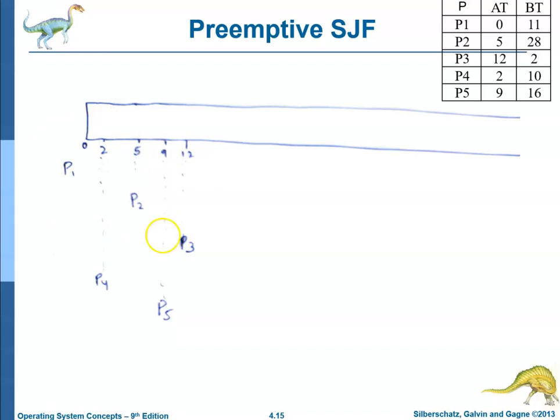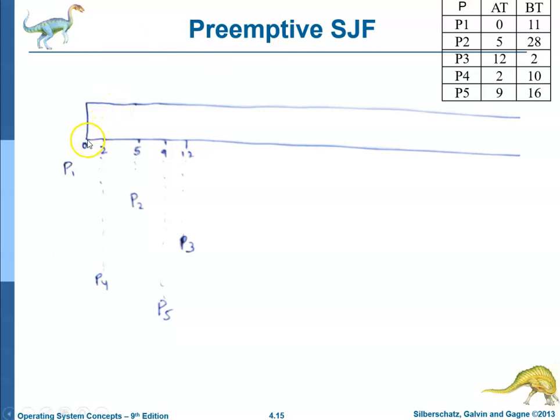Now to proceed next, how preemptive SJF works is, it compares the newly entered process burst time with the currently executing process remaining time, and whichever process has got the shortest burst, that process will continue to execute.